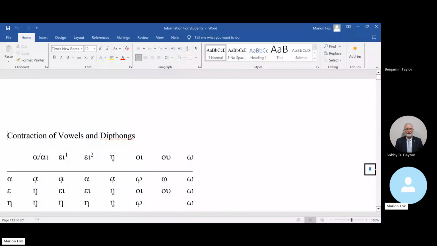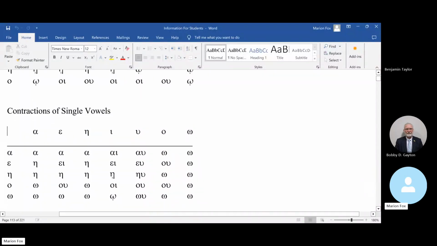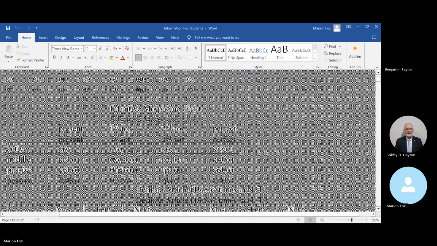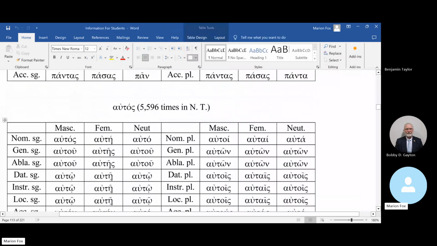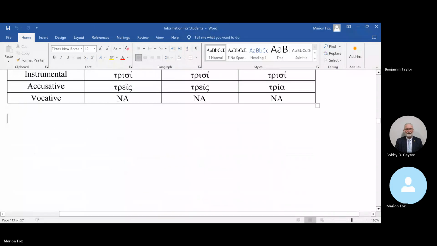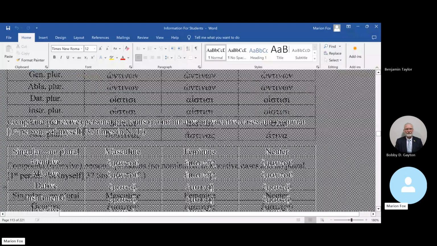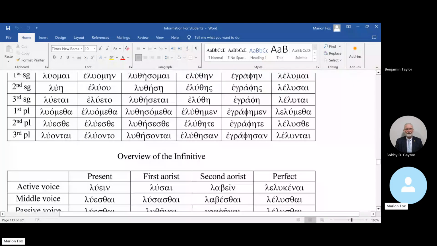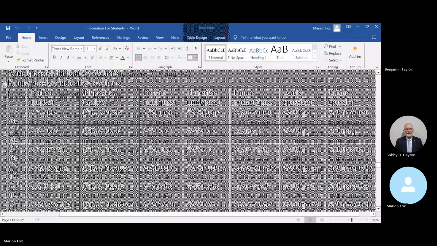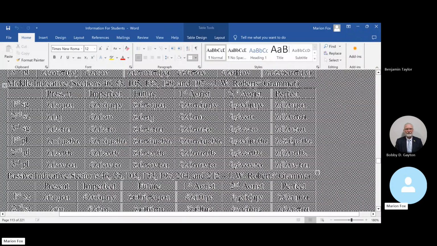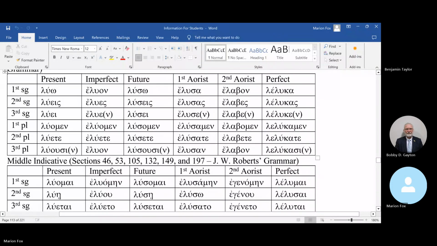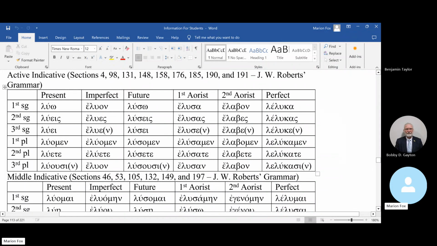All right, can you see the one that says contraction of vowels and diphthongs? This is the file that I sent you. Go down and pick up our verbs, the standard form from this table. Okay. Right. So this is the standard form.